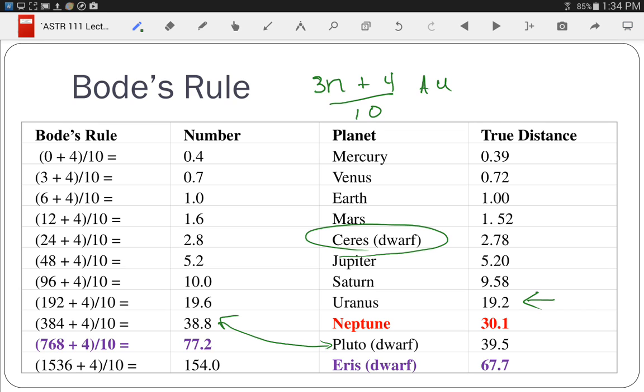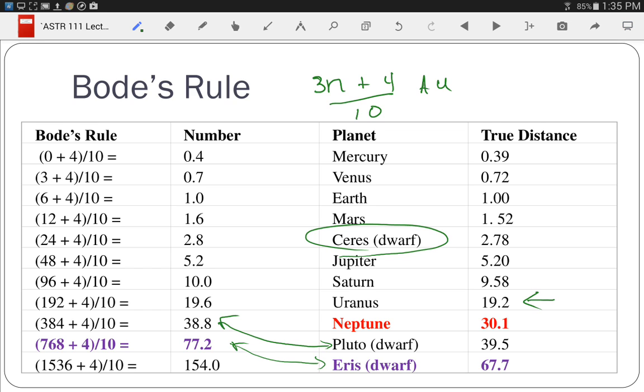So Neptune doesn't fit the pattern, but Pluto would continue the pattern. But then, of course, Eris is a little further off for the next one. You can see the pattern starts to break down. This is the situation that you come up with in science. Remember the whole scientific method. Step 1, observe something interesting. Step 2, come up with a hypothesis that explains why it occurs based on scientific ideas that can be tested.